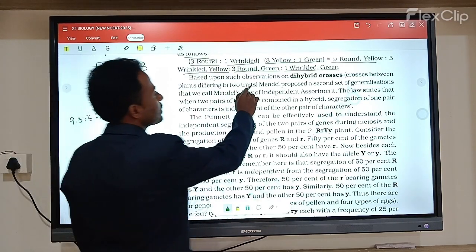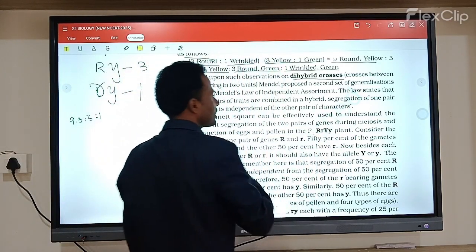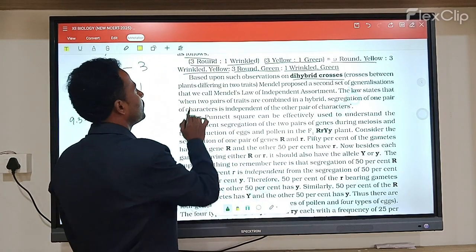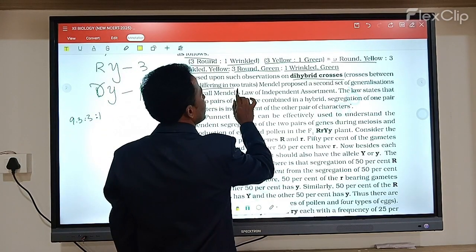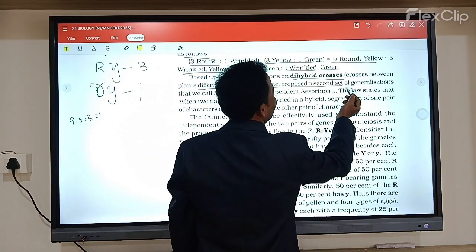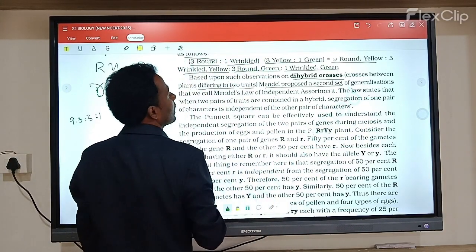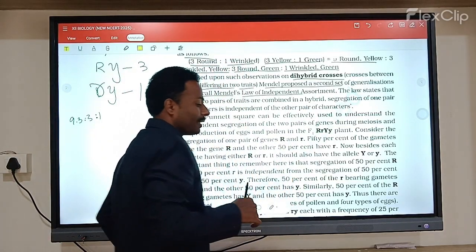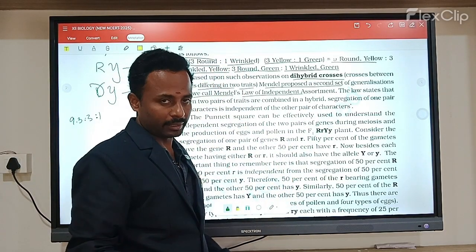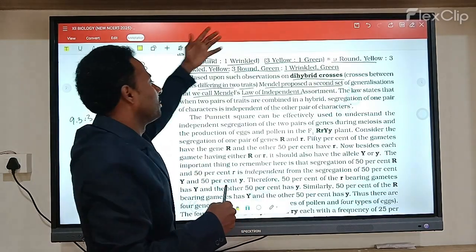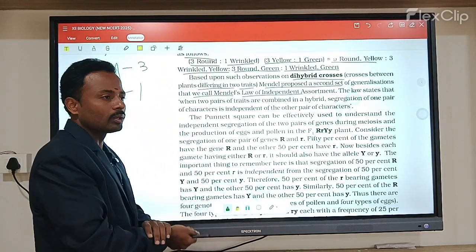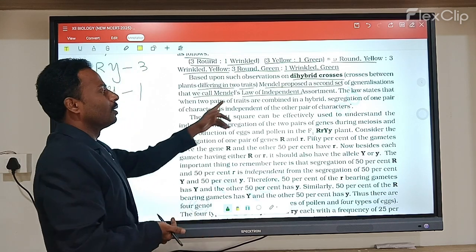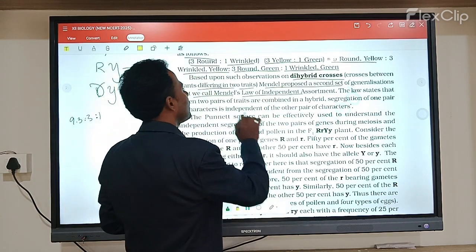Based upon the observation of the dihybrid cross, the cross between parents differing in two traits, Mendel proposed a second generalization, Mendel's law of independent assortment, so that each and every character is completely independent. That is what Mendel explained. Nowadays we call it the law of independent assortment.